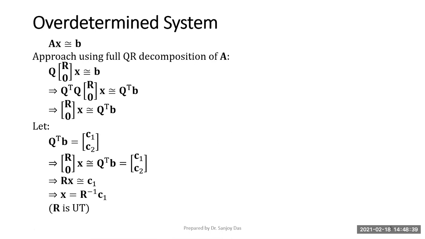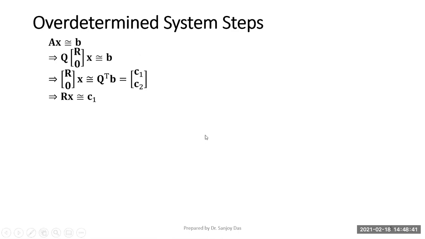Now R is upper triangular. So these are the steps to solve an overdetermined system using full QR decomposition. We factorize A into Q and R0, and then for B we take the first N elements, C1, and then we solve Rx equals C1 using back substitution. We get x equals R inverse C1.